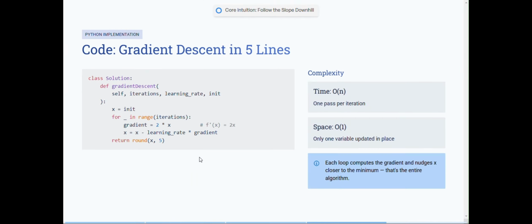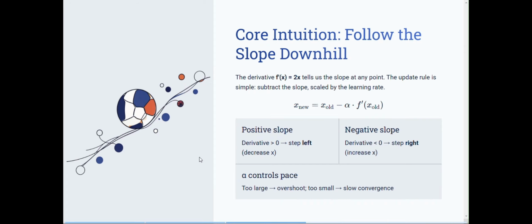Next is the core intuition. The key idea behind gradient descent is simple. Follow the slope downhill. For this function, the derivative is f'(x) is equal to 2x. So for f(x) equal to x squared, the derivative will be equal to 2x. The derivative tells us the slope at any point. So if the slope is positive, we move left. If the slope is negative, we move right.